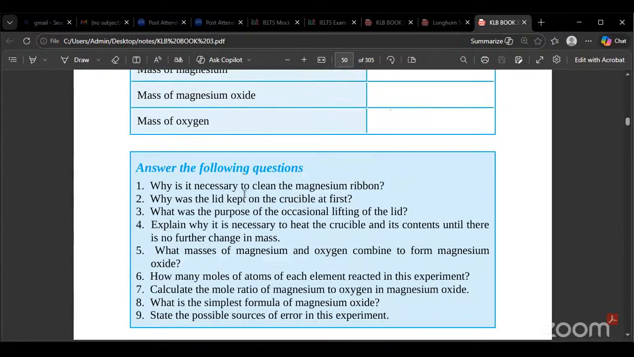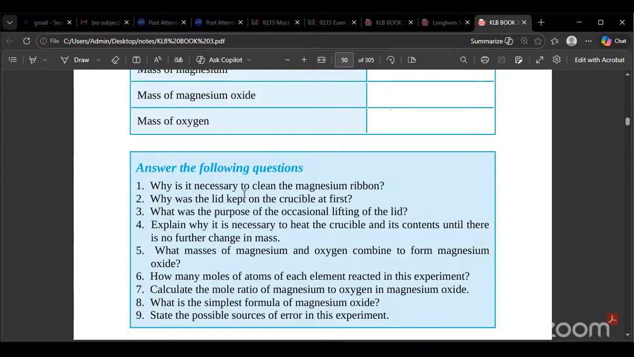Now we have these questions. Now these are things that were done in Form 1. Why is it necessary to clean the magnesium ribbon? I'm not going to touch on that one for today. Why was the lid kept on the crucible at first? What was the purpose of it? Occasionally lifting the lid. Why are we occasionally lifting the lid? You remember we are burning magnesium in oxygen. So when the oxygen inside is used up, you must replace the lid. So you lift it and close it, you open and close, so that oxygen can get in.